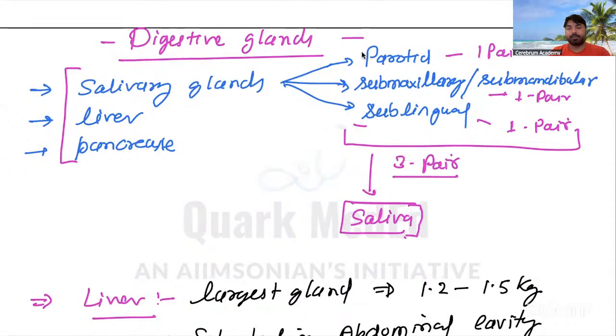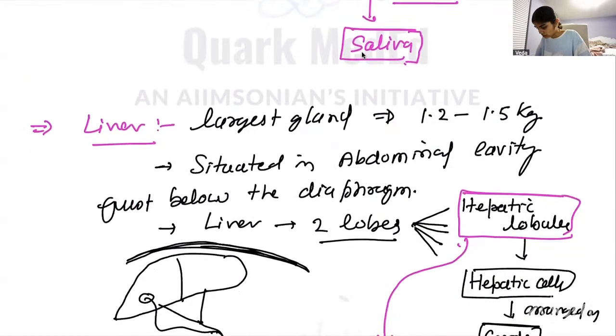So the salivary glands, they have three pairs: the parotid, the submaxillary, and then the sublingual. Each of them is one pair. And then the liver is the largest gland in the body, which weighs about 1.2 to 1.5 kg.